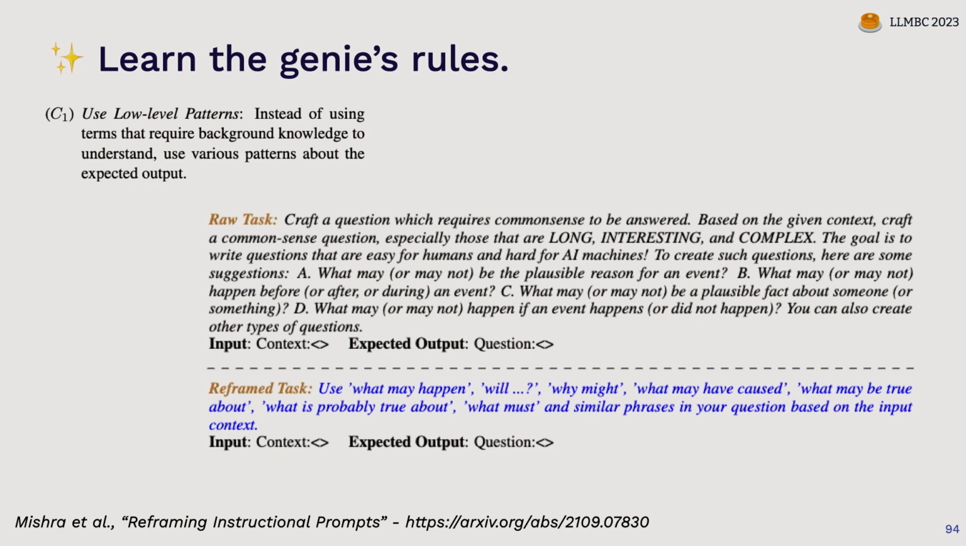Like use words like what may happen, will, or why might. This is unambiguous and it's easy for the model to interpret because it doesn't require it to have a bunch of background knowledge about the world. This is one of the most effective ways to get models to do what you want.